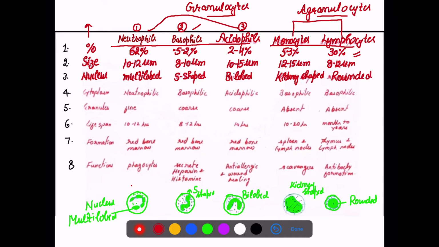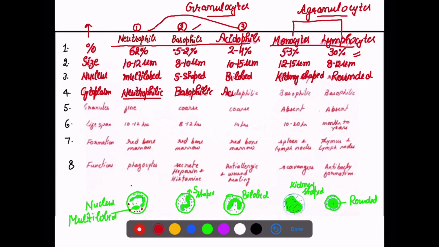So now let's move to cytoplasm. Cytoplasm of neutrophils. When you stain this cytoplasm, it is neutrophilic. The cytoplasm of neutrophils is neutrophilic, because what stain does it take? It can take up acidic as well as basic stain. Now basophils, their cytoplasm is basophilic because it can absorb basic stain.